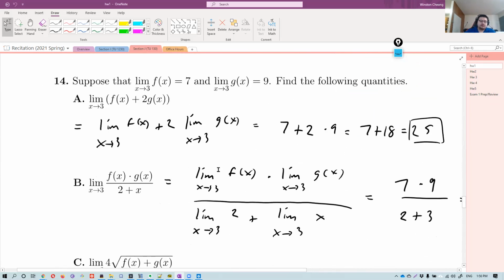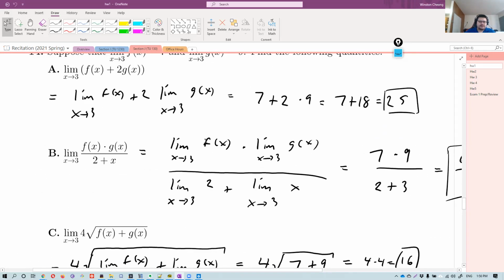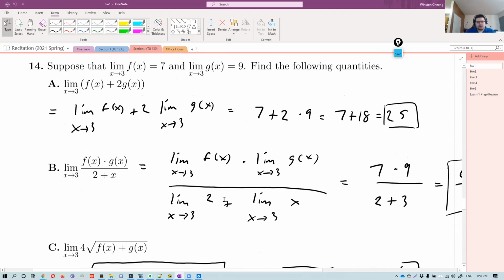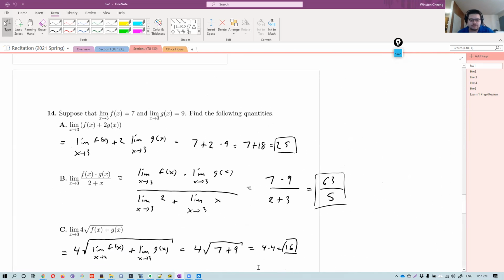Limit rules. Did I write them? I guess maybe I didn't write them. I can write them. So I guess we try to systematically talk about how the limit laws work.